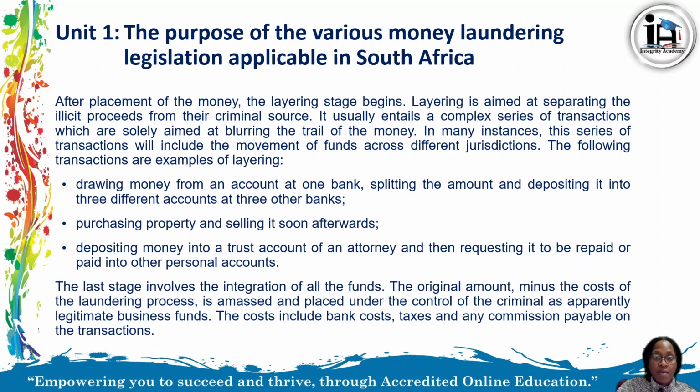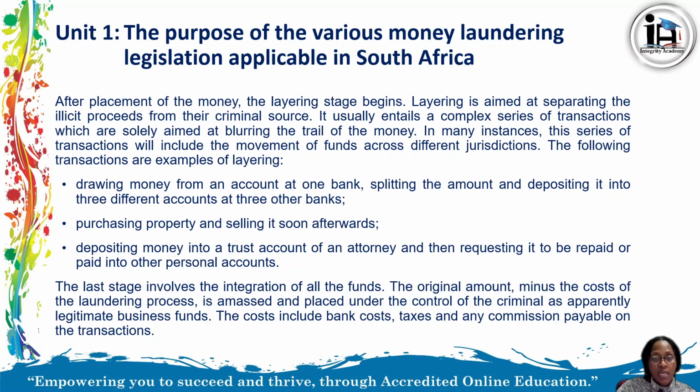After placement of the money, the layering stage begins. Layering is aimed at separating the illicit proceeds from their criminal source. It usually entails a complex series of transactions which are solely aimed at blurring the trail of the money. In many instances, this series of transactions will include the movement of funds across different jurisdictions.